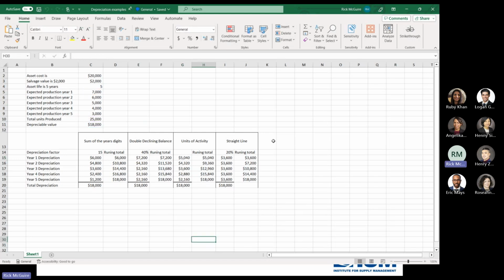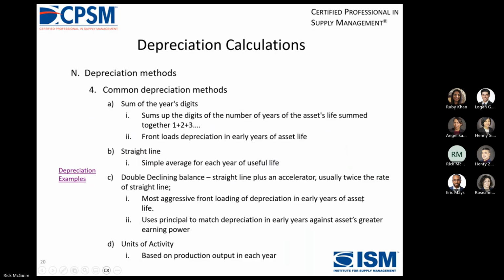So those are your depreciation methods. This is the fastest. This is next fastest. This is more common. It's just straight. And then units of activity is the last one. It's based on the output.